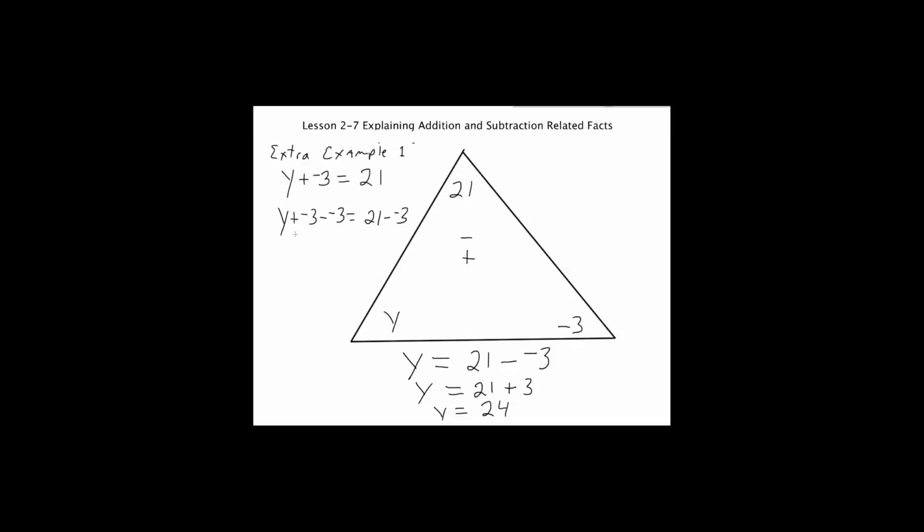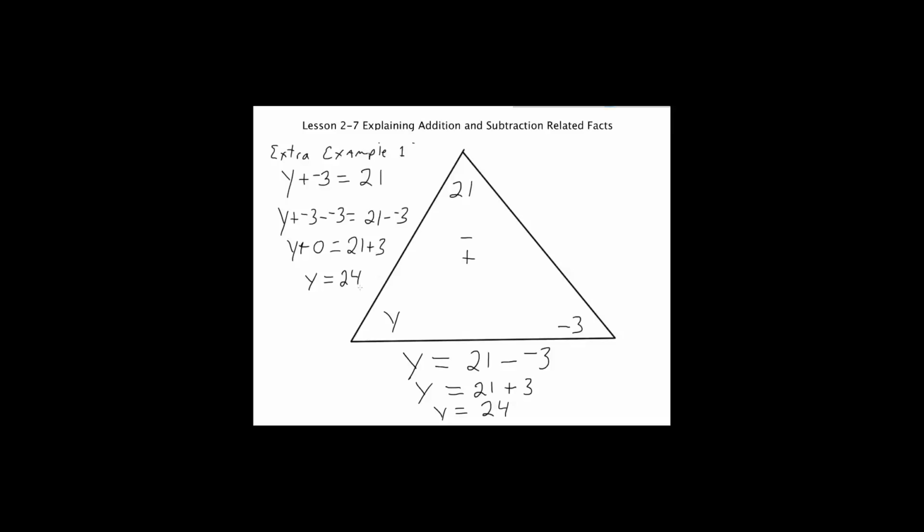When we're going through and showing our work, this is part of showing your work, is showing this kind of a step. We now can see that y, a -3 minus a -3 is just 0, so y plus 0 is equal to 21 minus a minus would be 21 plus 3. Y plus 0 is y, and y equals 24. So here we are with this first example. We've used the math fact triangle to represent an equation where we had an unknown in it. We wanted to find out what the value of the unknown was.